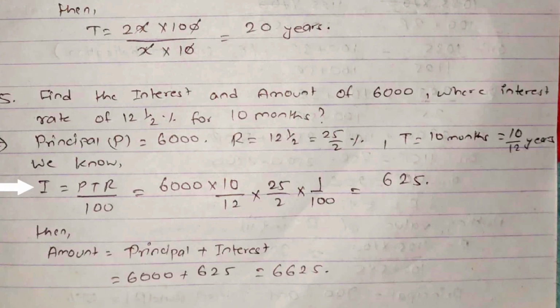Now putting the values of the given terms in the formula, I is equal to PTR by 100. Principal is 6000, time is 10 by 12, and rate of interest is 25 by 2, which is divided by 100, which will be equal to 625. So 625 is the interest amount. In this question, we also have to calculate the amount. So amount is calculated by adding principal plus interest. We have principal 6,000 euro and we have calculated the interest amount to be 625 euro. So adding those two, we get a total of 6,625 euro.